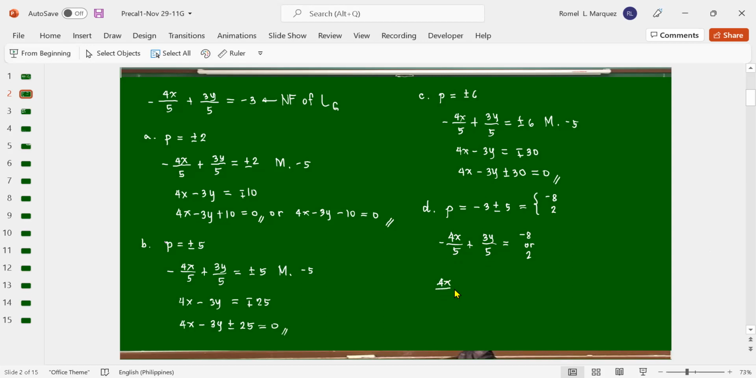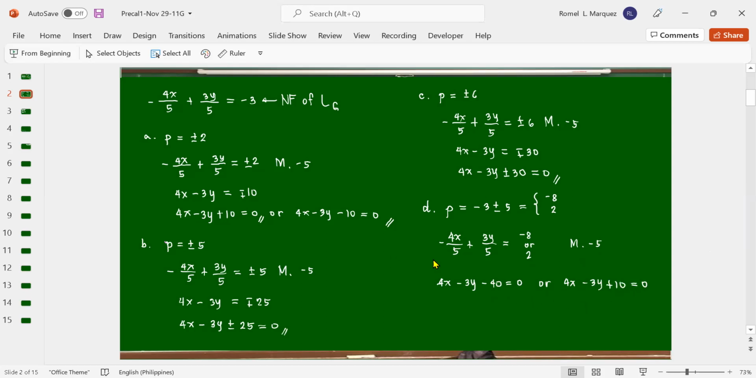Simplifying, we have 4x over 5, and if you multiply by negative 5, it becomes just 4x minus 3y, positive 40, minus 40 equal to 0. What about the second one? 4x minus 3y, negative 10 plus 10 equal to 0.